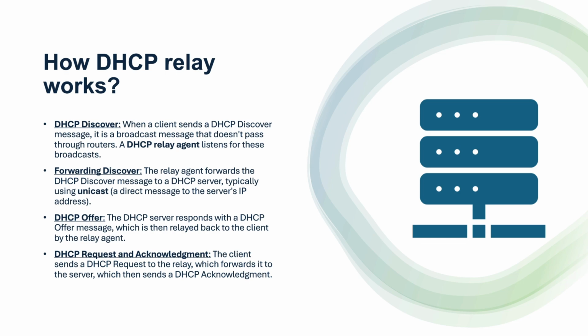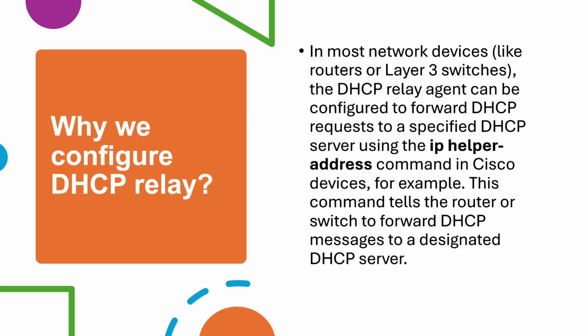Now we will see why we configure DHCP relay. So in most network devices like router or layer 3 switches, the DHCP relay agent can be configured to forward DHCP requests to a specific DHCP server using the IP helper address command. This is a command used for DHCP relay in Cisco devices. For example, this command tells the router or switch to forward DHCP messages to a designated DHCP server.